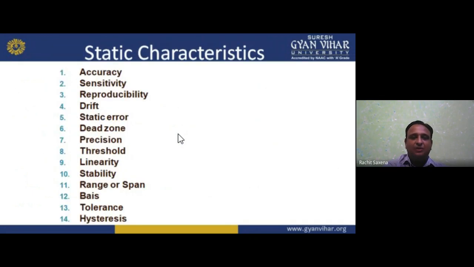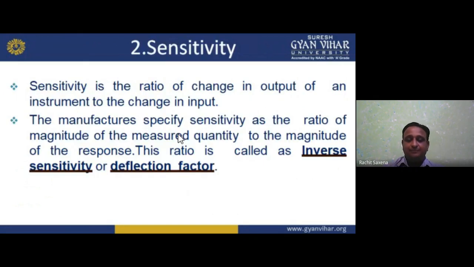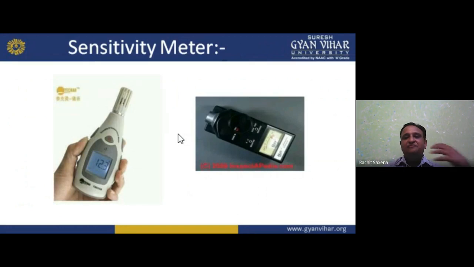Accuracy, sensitivity, reproducibility, drift, static error, dead zone, precision, threshold, linearity, stability, range or span, bias, tolerance, and hysteresis we have. Then we have accuracy, the true value, then precision. Sensitivity we have; it is a graph showing the sensitivity, which we can find in the market for the measurement of sensitivity.